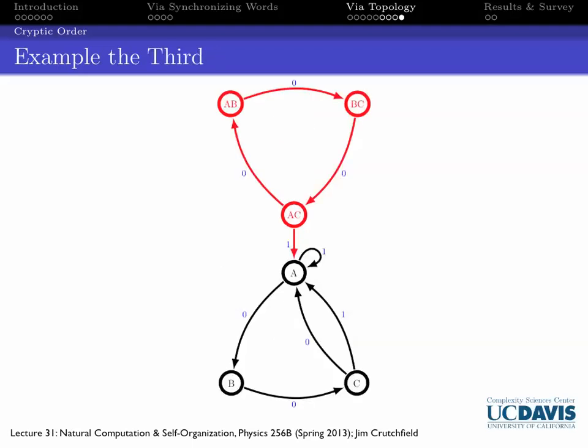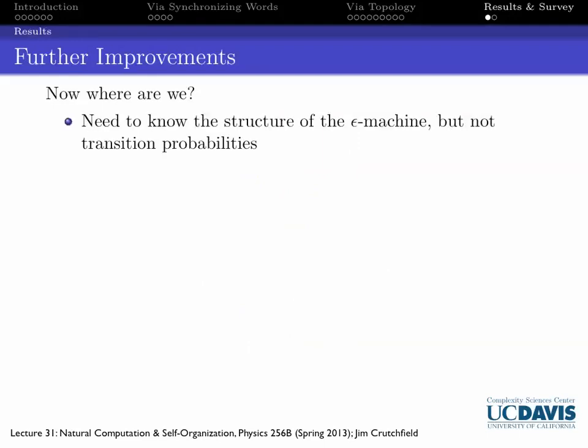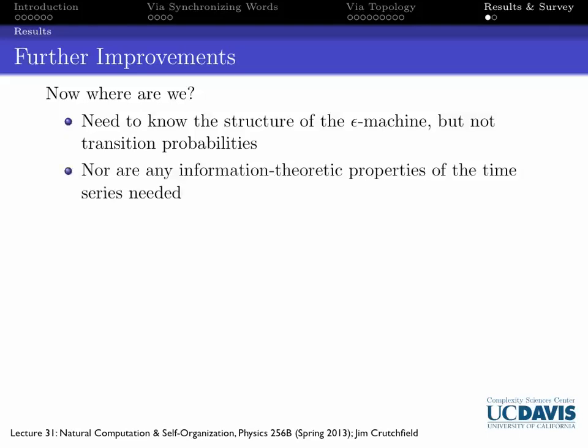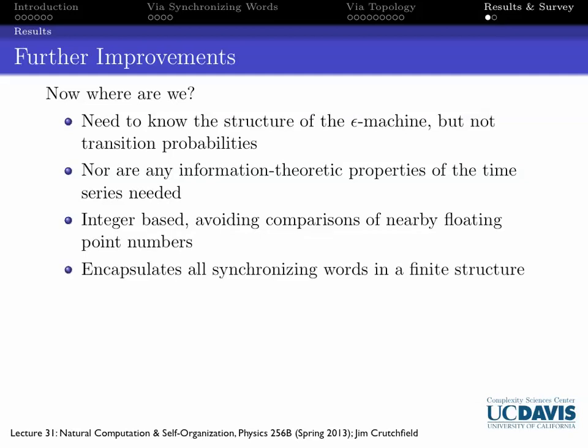So, those are 3 examples. So where are we now? We need to know the structure of the epsilon machine, but not the transition probabilities. We don't need any information theoretic properties of the time series. We don't need to know the excess entropy. We don't need to know the entropy rate, anything like that. It's integer-based in that we only have to worry about sets and transitions, not probabilities, no floating point values anywhere. And we encapsulate an infinite number of synchronizing words into a finite structure that has loops. So we don't have to worry about infinitely sized sets either.